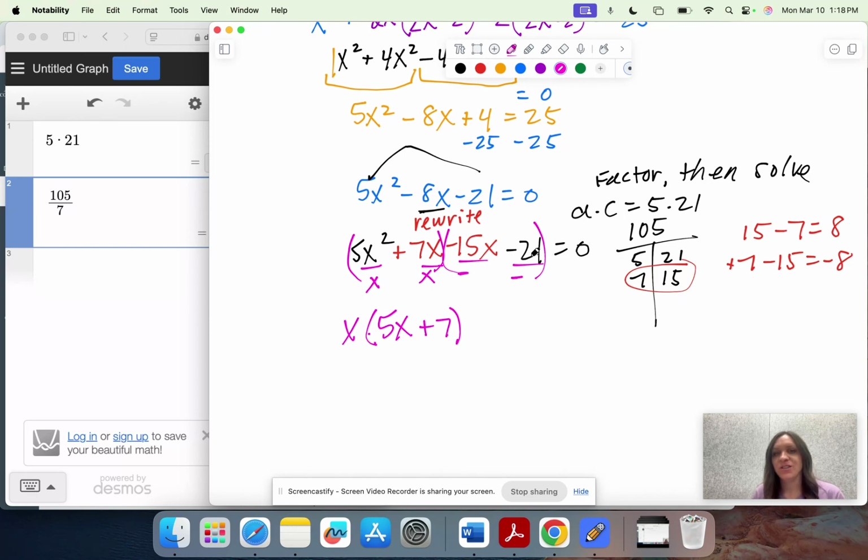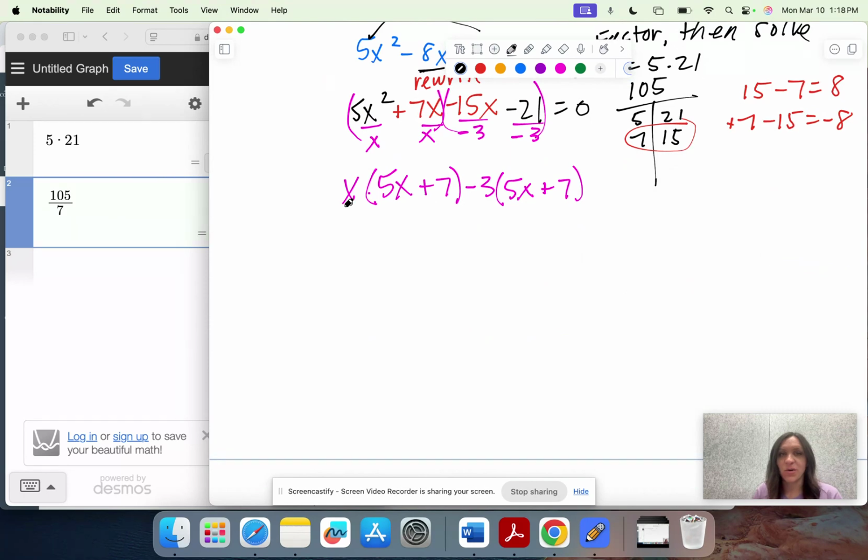So 15 and 21, those both divide by 3. And I kind of cheated. I knew I needed a 5 here. And I know 15 divided by 3 is 5. And a negative divided by a negative is a positive. Okay, so now I have it in factored form, what we took out, and then what's left over equals 0.